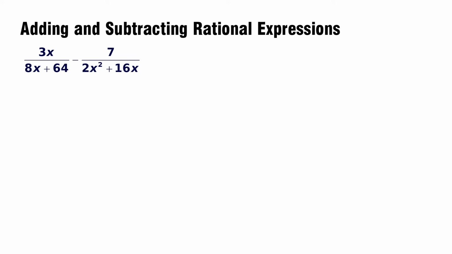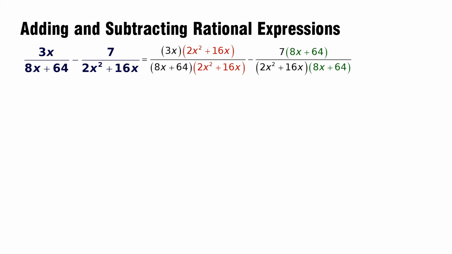So, feel free to multiply the first fraction's top and bottom by the second fraction's denominator, 2x squared plus 16x. Feel free to multiply the second fraction's top and bottom by the first fraction's denominator, the quantity 8x plus 64. You can go ahead and distribute. Of course, you'll remember to put parentheses around the 6x cubed plus 48x squared. Then you'll put a subtraction symbol. And then you'll remember to put parentheses again around the 56x plus 448.